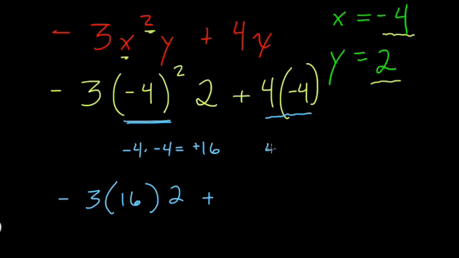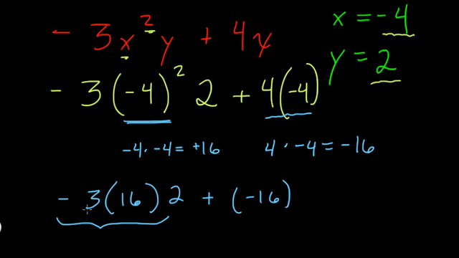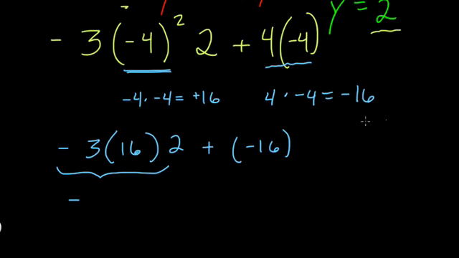What's that? Well, that's just a positive times a negative, which is negative 16, right? So plus negative 16. So here our first term is a negative times two positives, and that will give us a negative result, right? So negative 3 times 16 is negative 48, times 2 is negative 96. I think I'm doing that right. Yeah, negative 3 times 16 is negative 48 times 2 is negative 96, plus negative 16.